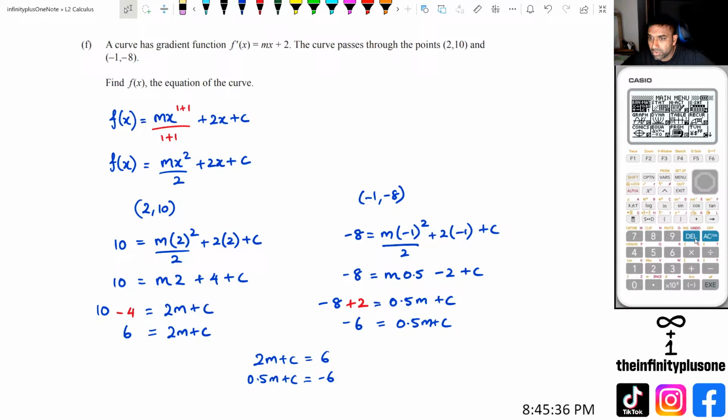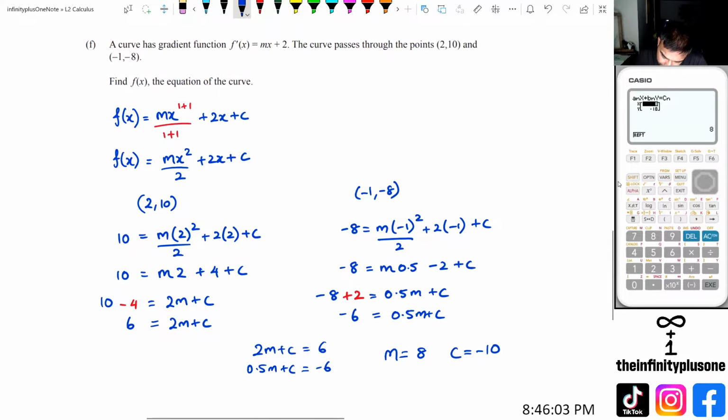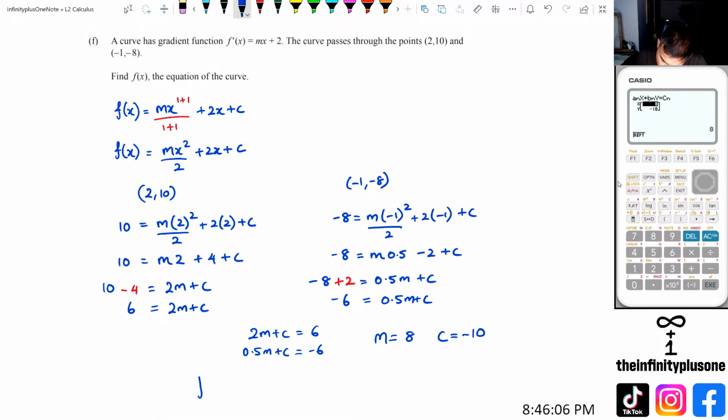So we can just go menu and go down to equation, simultaneous 2, and just put in these values. So we've got 2, 1, 6, 0.5, 1, and -6. When we do that, we get m equals 8, c equals -10. So the equation is going to be f of x equals 8x squared over 2 plus 2x minus 10. Or 4x squared. Yep, you got that.